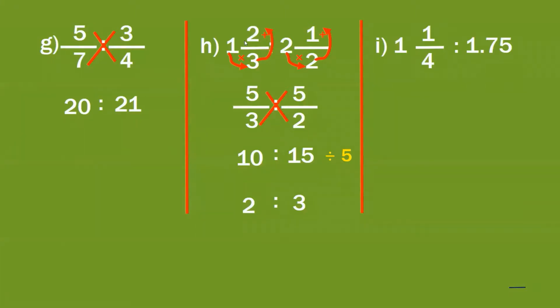In this example, we have a mixed number, and in the second term, we have a decimal. So let's change the first number to a fraction. 1 multiply 4 equals 4. 4 plus 1 equals 5. 5 over the denominator, 4. And now we have the first term a fraction and the second term a decimal. So we can multiply by 100 because we have two digits after the decimal.